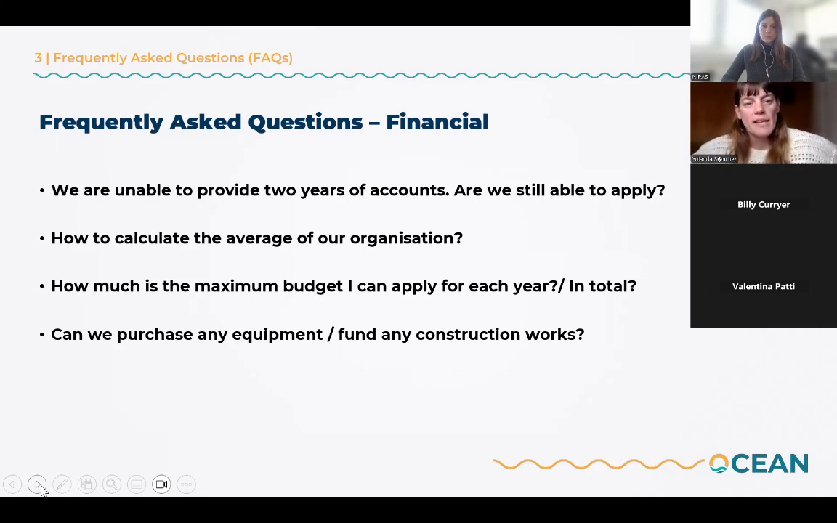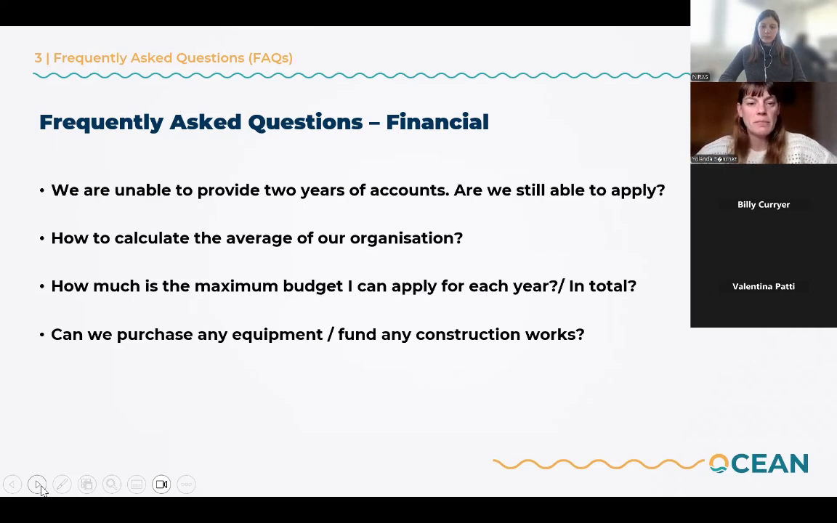Then, how to calculate the average of our organization. The average is just summing all the incomes that you have in your organization for the last 2 years and dividing by two. Then you will have the total of your average. And you have to use this average to calculate how much you can apply for in the grant. So the annual maximum you can apply for in the grant is going to be 50% of this average of the last 2 years from your organization.